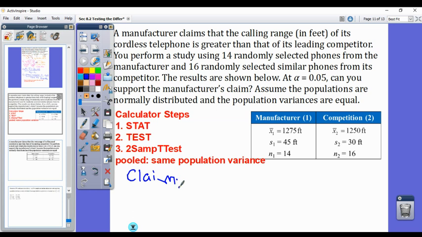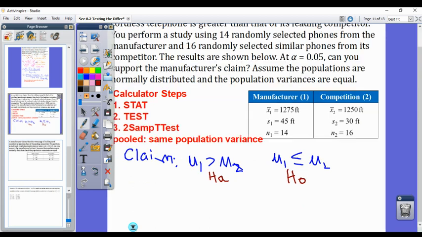So in this case, we're saying that the one mean is greater than the other one. And our complementary statement would be that it is less than or equal to. So in this case, this is my alternative, and this is my null. Okay, so from there, I'm going to type everything into the calculator.